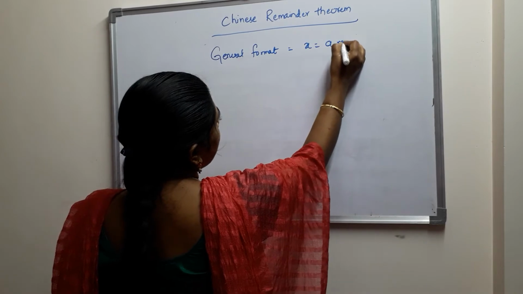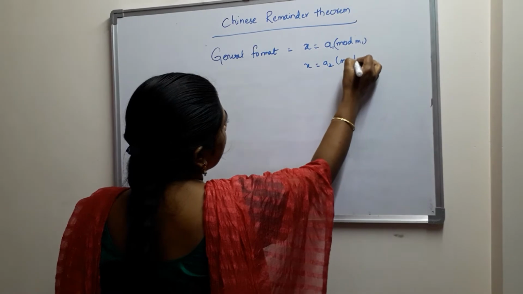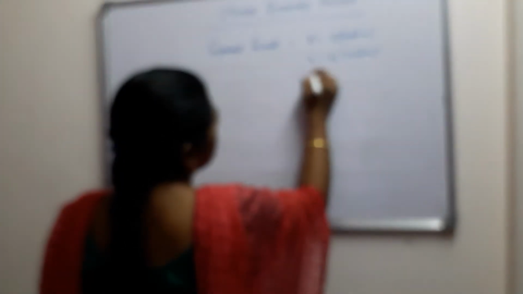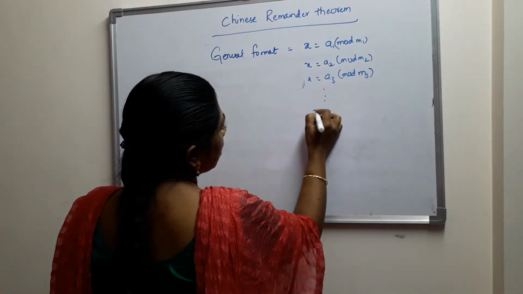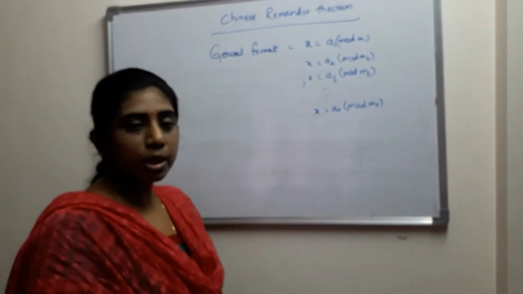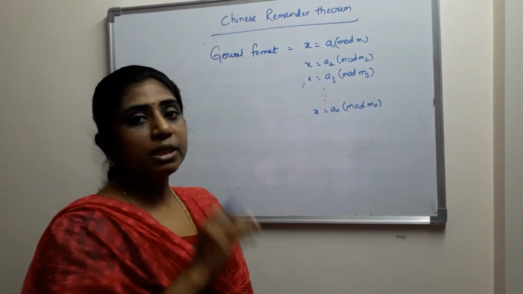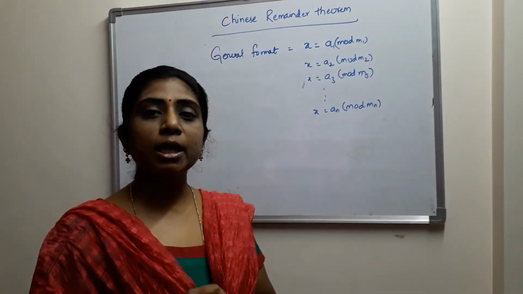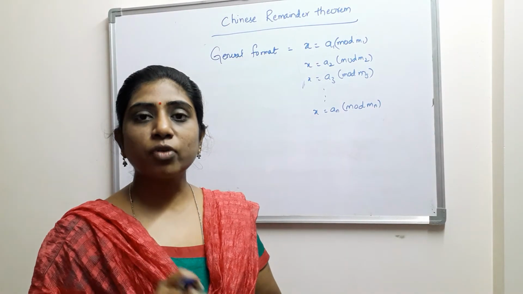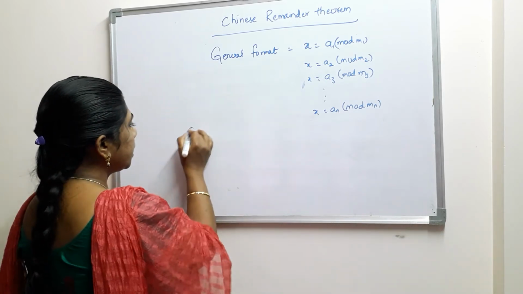The general format for the Chinese remainder theorem is: x is equal to a1 mod m1, x is equal to a2 mod m2, x is equal to a3 mod m3, and so on, x is equal to an mod mn. If it is in this particular format, then we follow the Chinese remainder theorem. When you want to solve a problem on it, we need to follow certain steps. Let us see the steps.